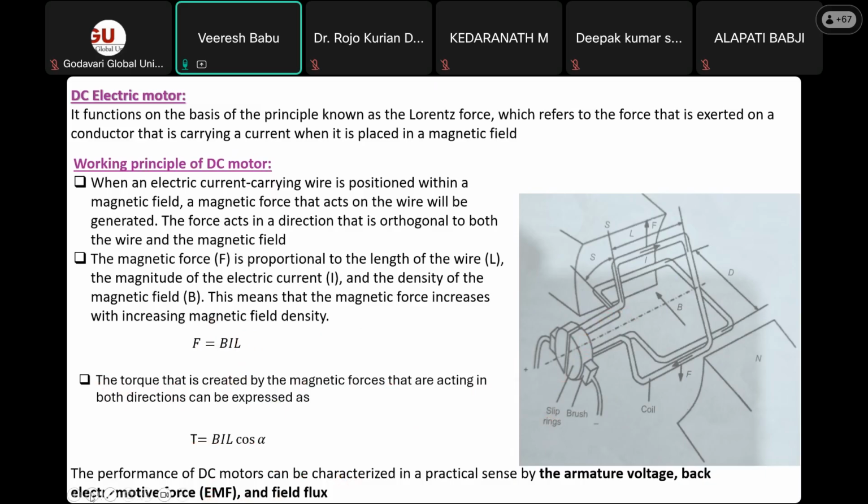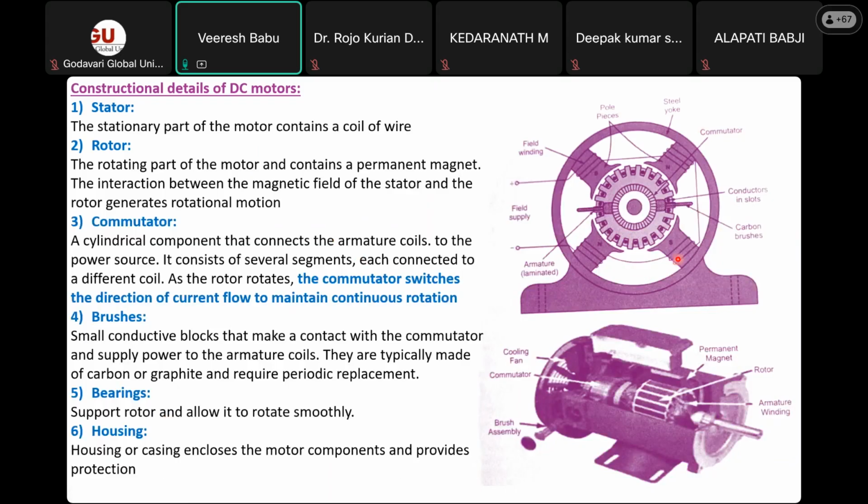Now these are the components of your electric motor. It is already clearly explained by this video, so I do not want to go into detail. The components are the stator, rotor, commutator, brushes, bearing, and housing. The commutator switches the direction of current flow to maintain continuous rotation, and the brushes always engage with the commutator. That you also know about.